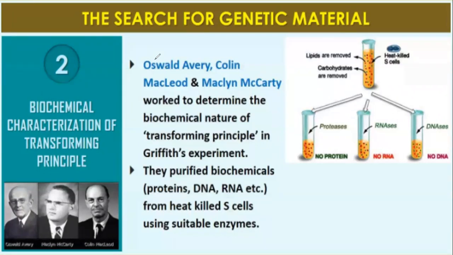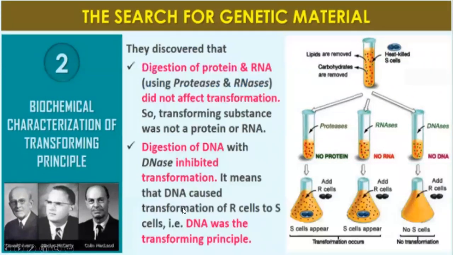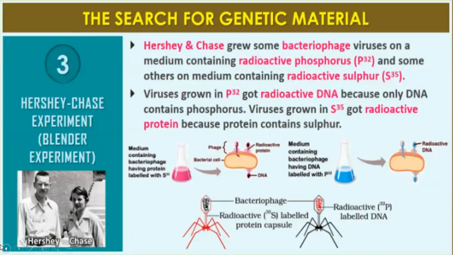So now let's move on with the slides. They discovered that digestion of protein and RNA using proteases and RNases did not affect transformation. So the transforming substance was not a protein or RNA. Digestion of DNA with DNase inhibited transformation. It means that DNA caused the transformation of R cells to S cells, and therefore DNA was the transforming principle. This was how they concluded the biochemical transforming principle.